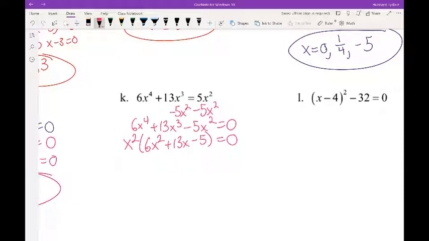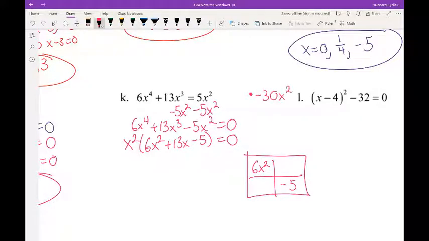And now we'll see if we can use the box method on that middle piece, on that trinomial. Okay, so we have 6x squared and a negative 5. 6x squared times negative 5 is going to give us something that we want to multiply to a negative 30x squared, but we want it to add to a positive 13x.